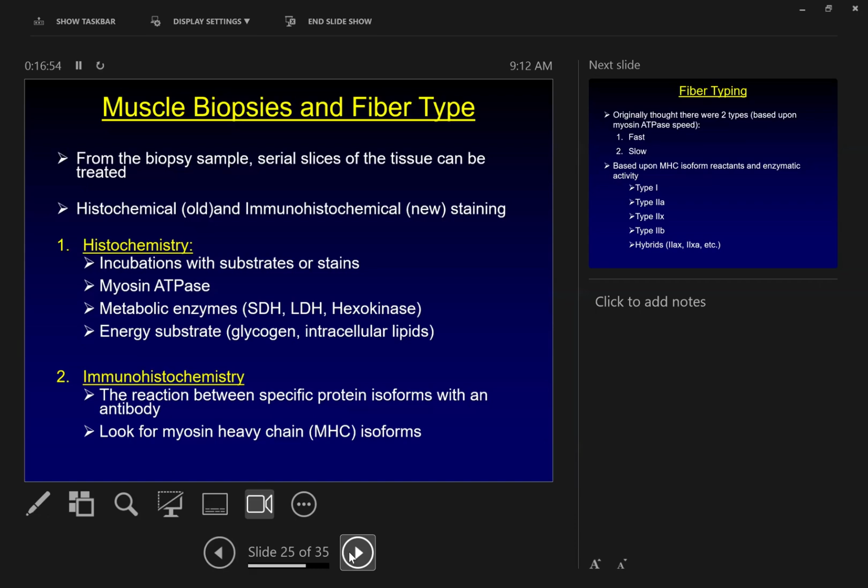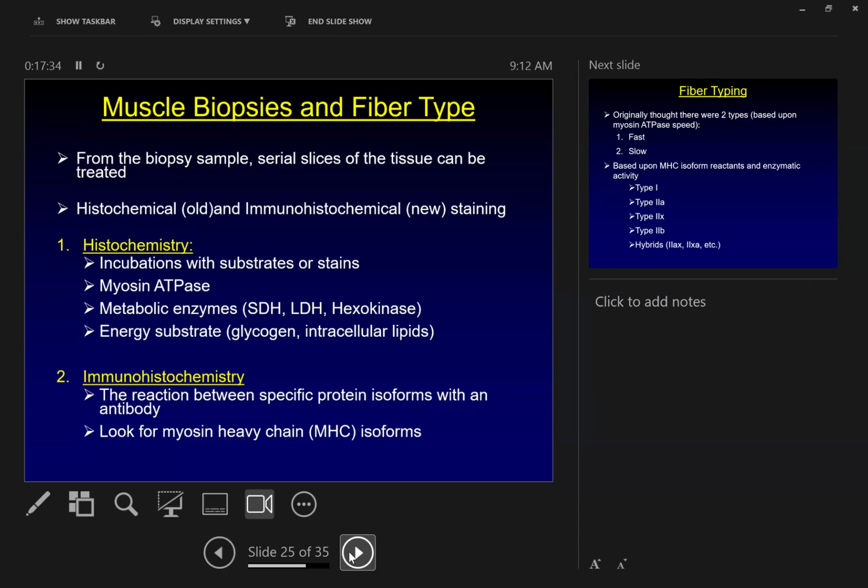Now, the slow and fast does not come from the biopsy itself. It comes from the fact that we knew in animals that if you pulled out individual fibers, some of them would contract faster than others. And so they said there are some that are fast and some that are slow. Later on, we figured out from histochemistry that the ones that are slow have a slower myosin ATPase, and the ones that are fast have a faster myosin ATPase. Okay, so that's where fast and slow comes from. It's all about myosin ATPase.